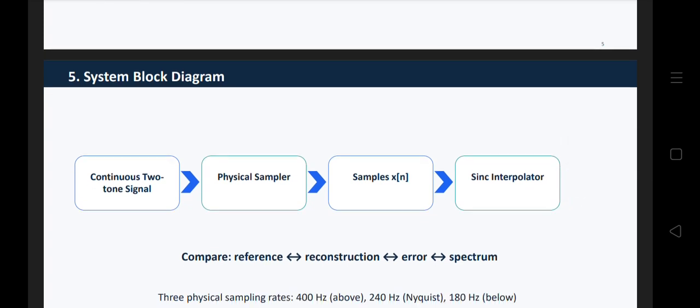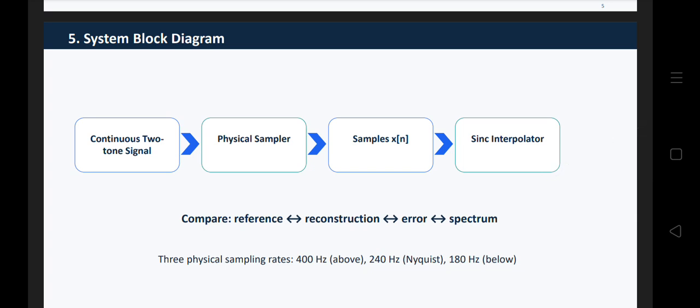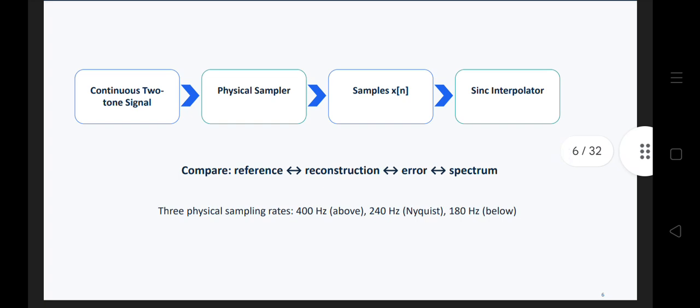The next is the system block diagram. First, the continuous two-tone signal is generated. Then it goes through the physical sampler and produces the samples x[n]. These samples are passed to the sinc interpolator to obtain the reconstructed signal. And finally, I compare the reference and reconstructed signal, calculate the error and compare their spectra. Here the three physical sampling rates are 400 Hz, 240 Hz and 180 Hz.